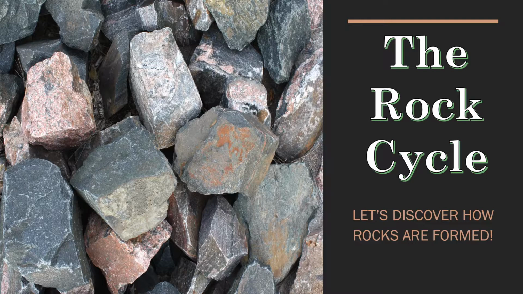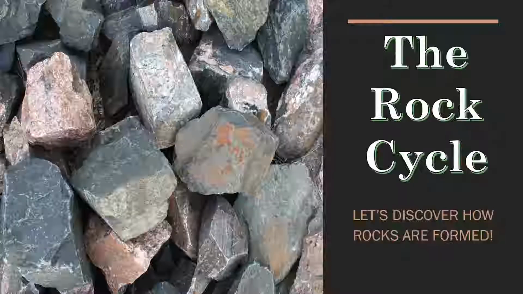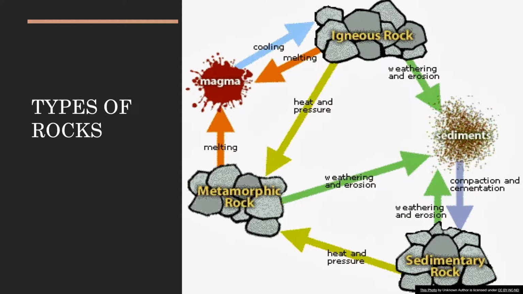Now, rock cycle stands for circle, and for the rock cycle we're learning how rocks are formed, the different types of rocks, and how the different types of rocks relate to one another. So the different types of rocks we have are igneous rocks, metamorphic rocks, and sedimentary rocks. And they get their names because of how they were formed.